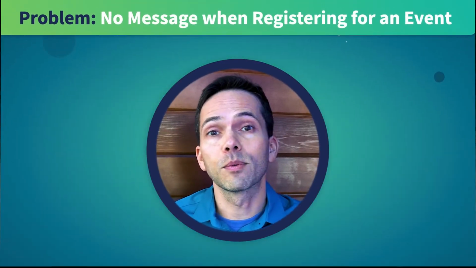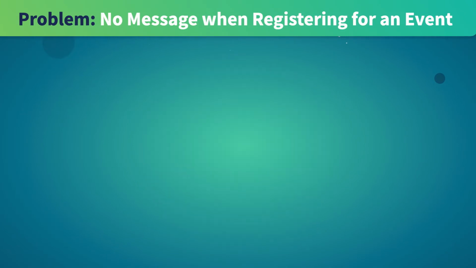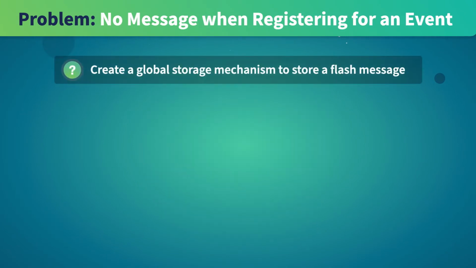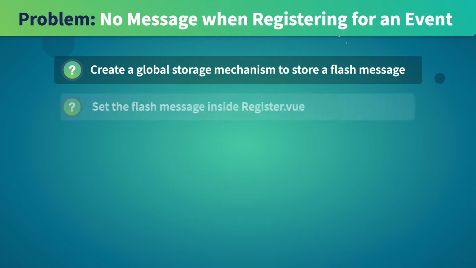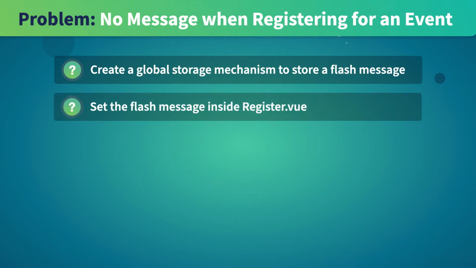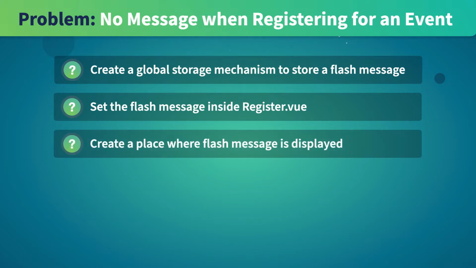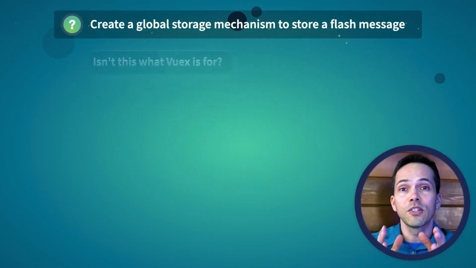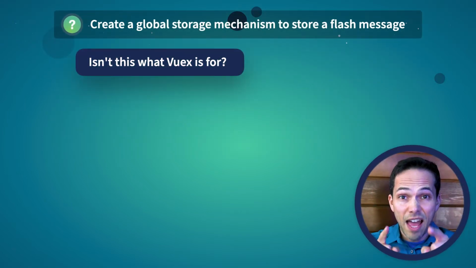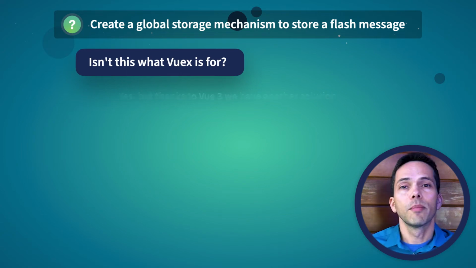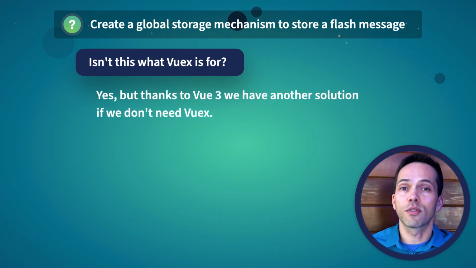There are 3 steps we'll need to do to create this. First, we'll create a global storage mechanism to store a flash message. Then, we'll set the flash message inside Register.vue, and we'll create a place in our layout where flash messages can get displayed. If you're already using Vuex in your application, you should use that as your global storage mechanism. But if you don't have one yet and you're using Vue 3, we have a more elegant solution.